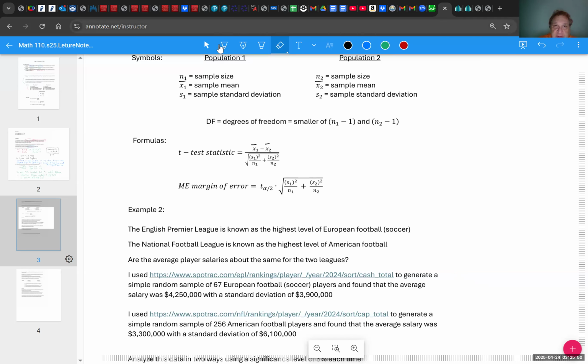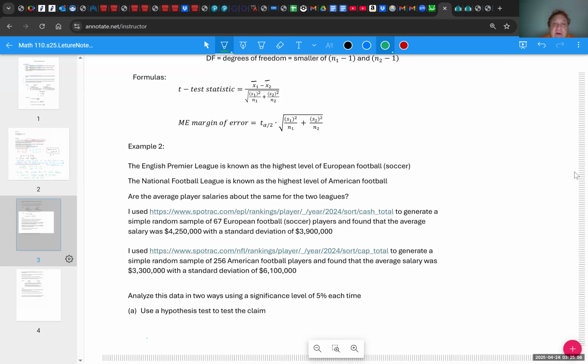All right, so here's my example for this one. The English Premier League, if you haven't heard of that, is the highest level of European football, oftentimes called soccer in this country. The National Football League is also the highest level of American football. And the question for this particular example is, are the average player salaries about the same for the two leagues? So that's what I'm trying to find, are the averages for these two high level sports leagues about the same. So I went to the internet and I grabbed a bunch of data.